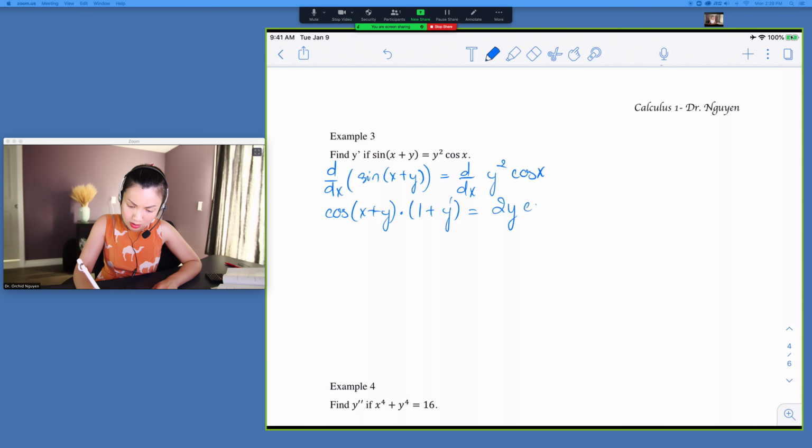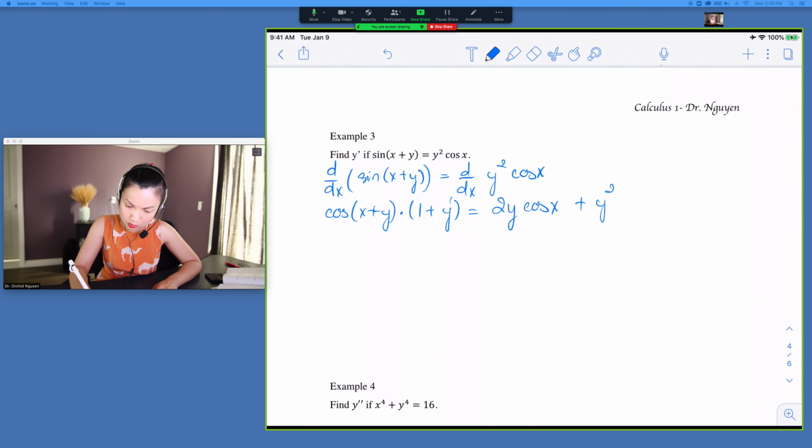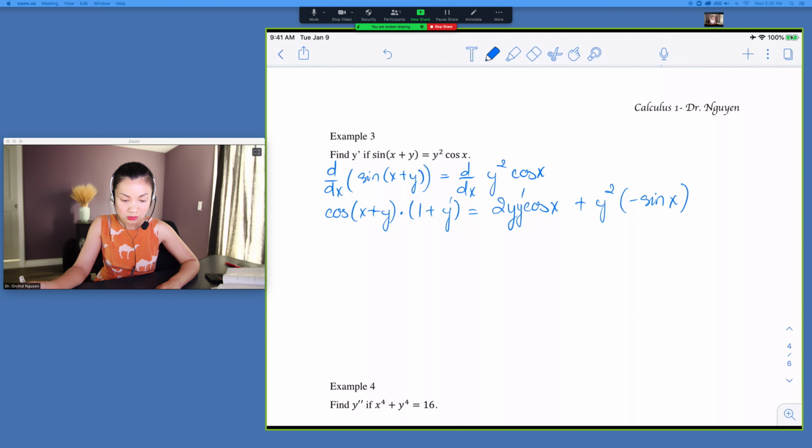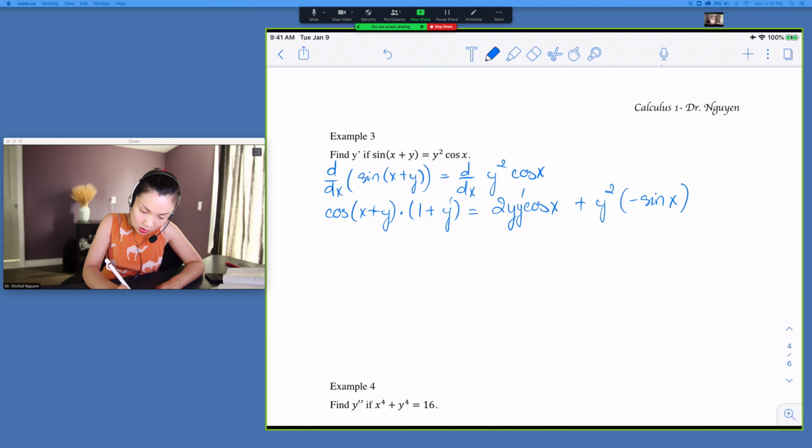2y cosine of x plus y squared negative sine of x. I forgot the y prime. So every time I take care of the y, I have to include that y prime in there. Okay, so y squared times negative sine of x. All right, so for this, we can just distribute.